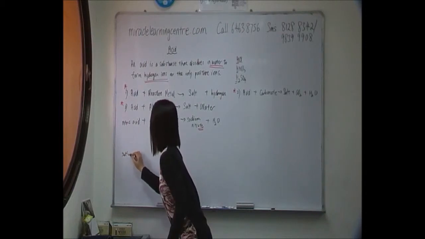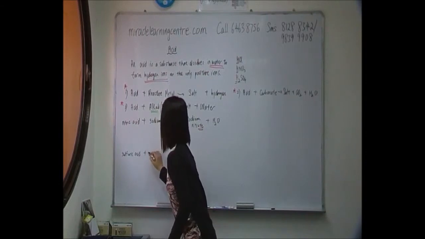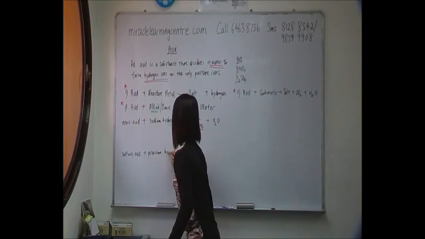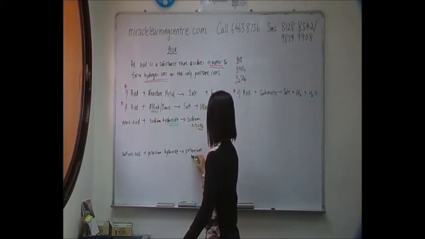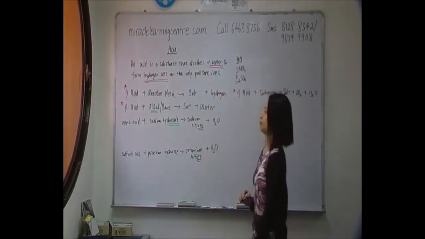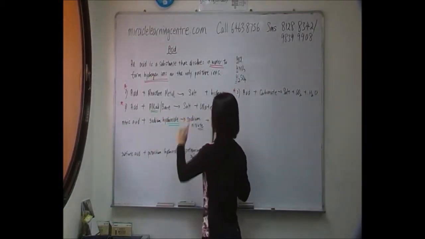Sulfuric acid with potassium hydroxide, potassium sulfate. Remember, sulfuric acid, you always get the sulfates, and water. Okay, acid and alkaline, you get salt and water. Acid base is also salt and water.